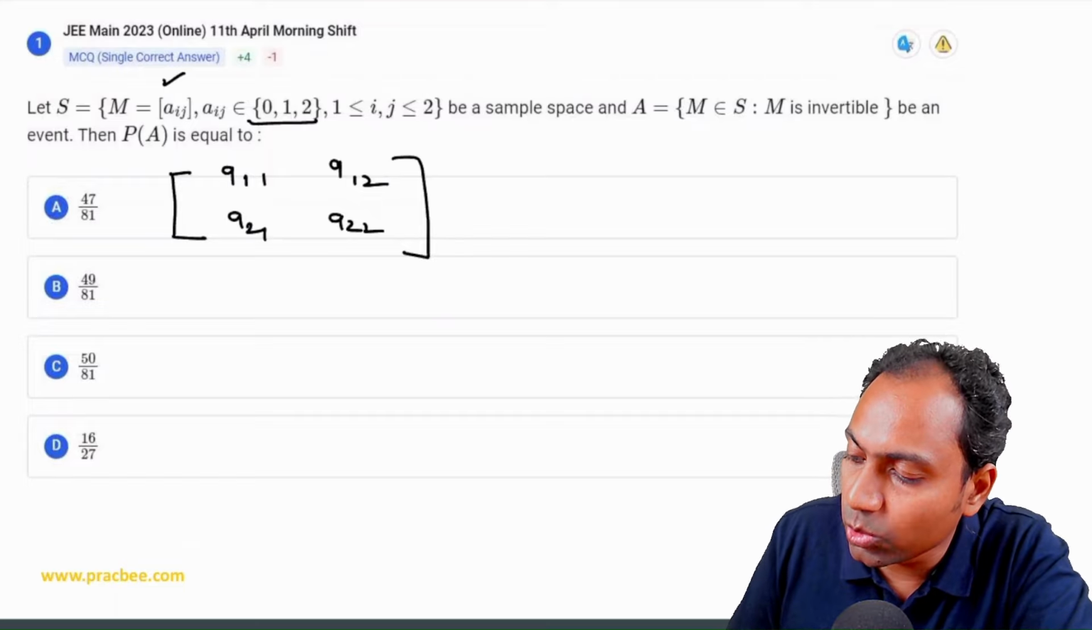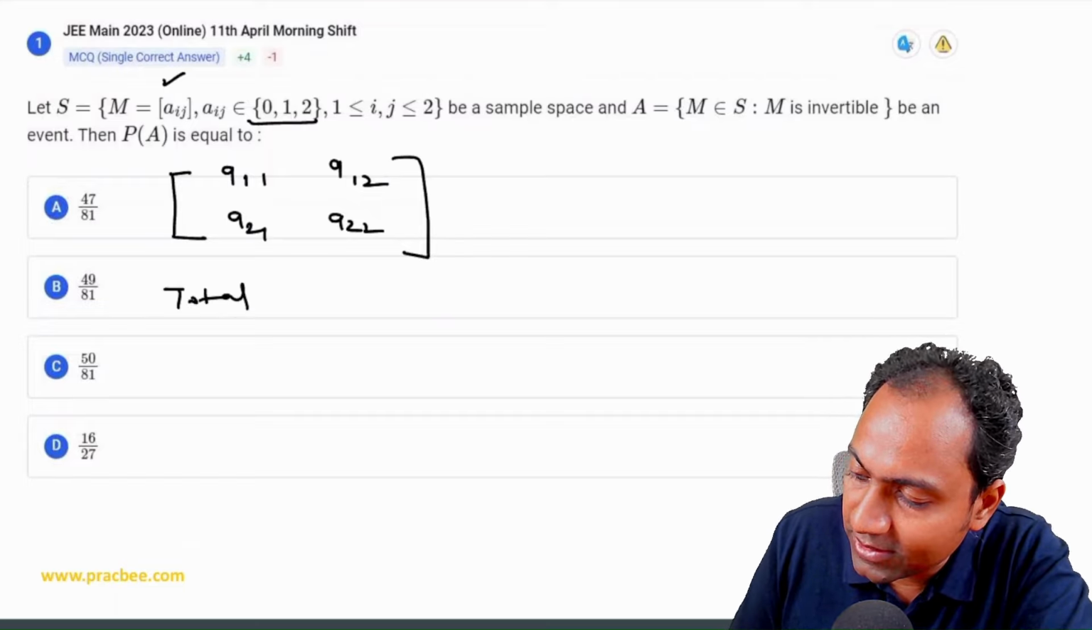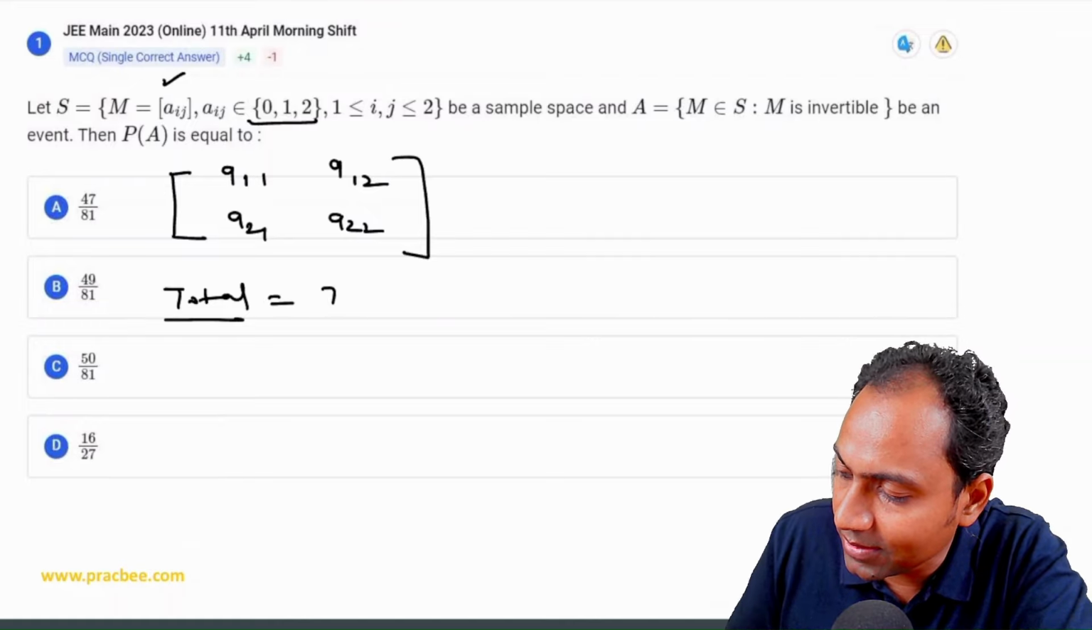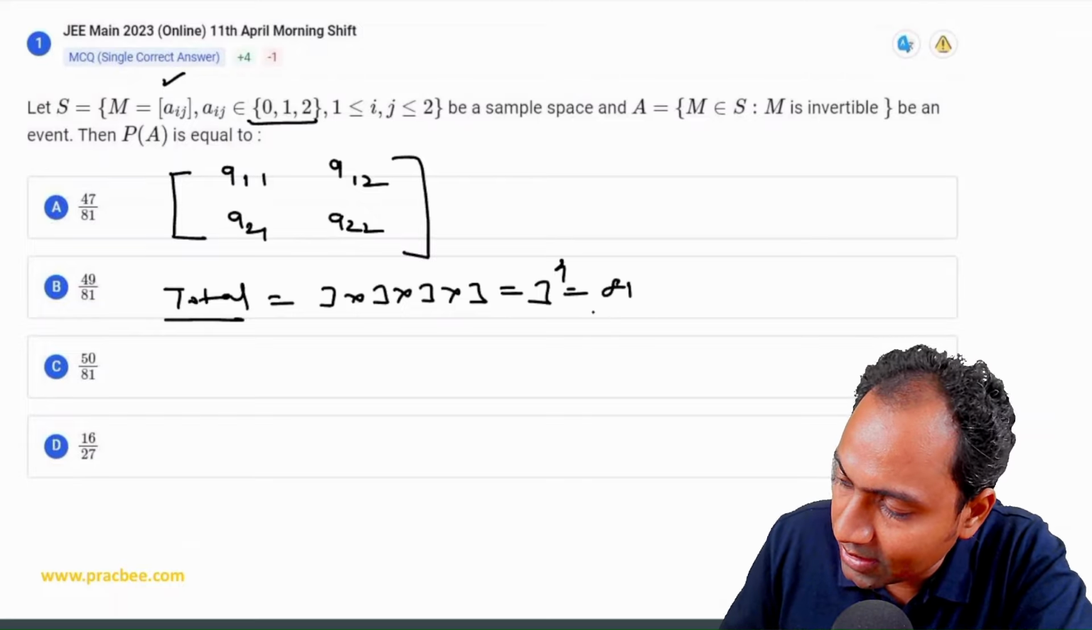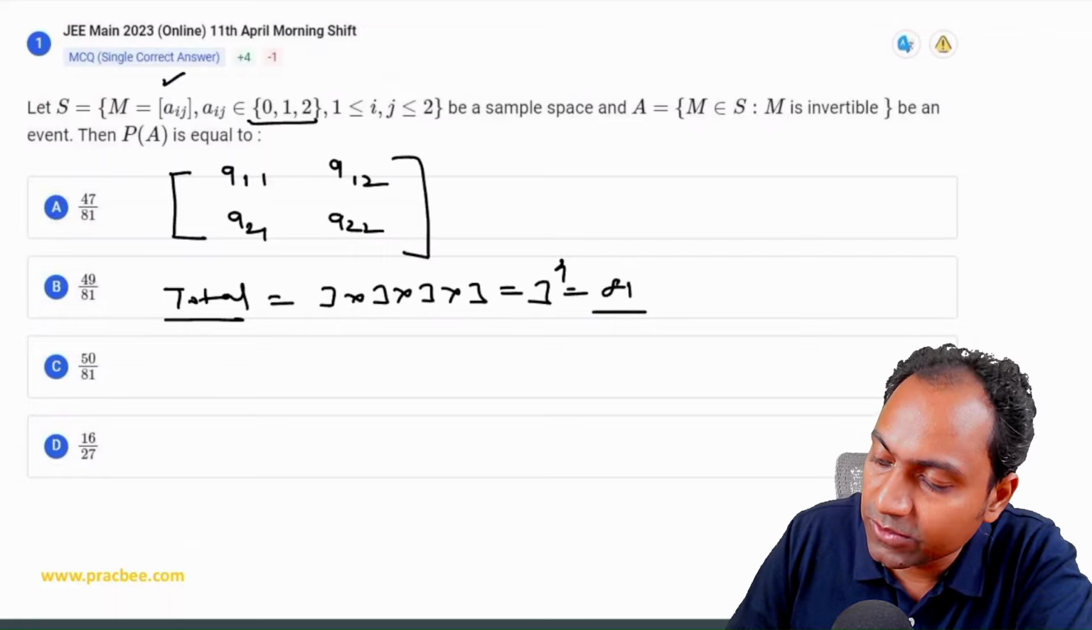So now if I find total cases, how many total such matrices might be possible? So the first can be done in 3 ways, second can be done in 3 ways, third 3 ways, and fourth 3 ways. So 3 raised to the power 4. Total cases are nothing but 81. This is the first part.